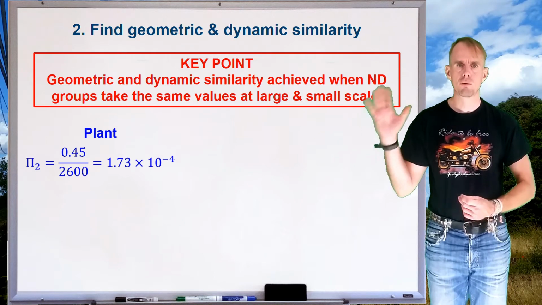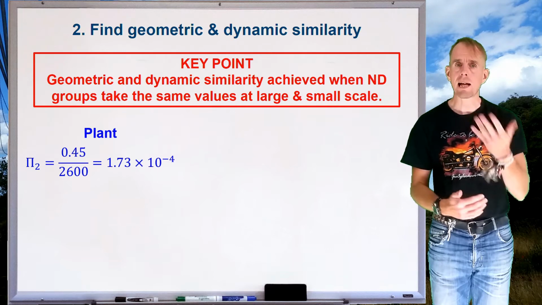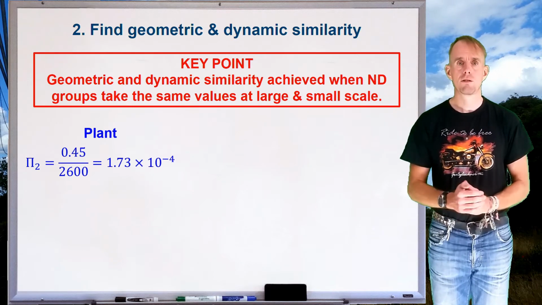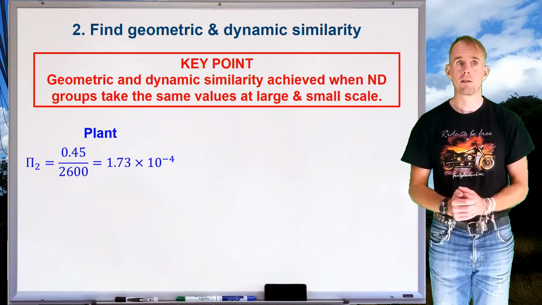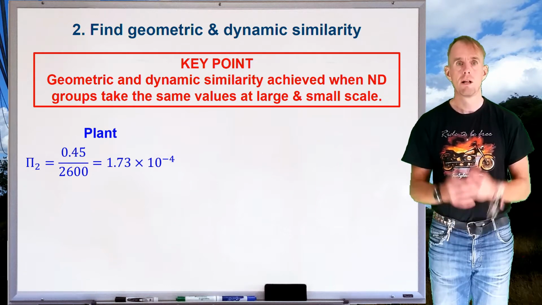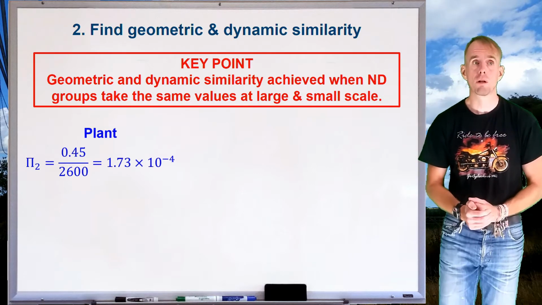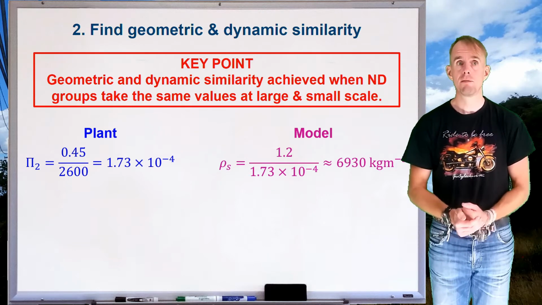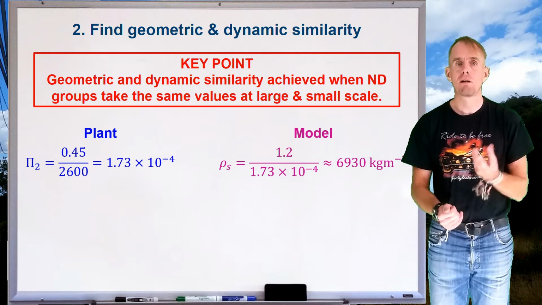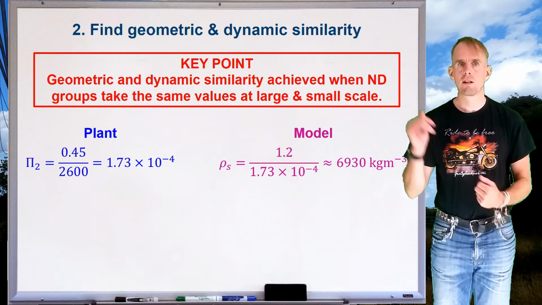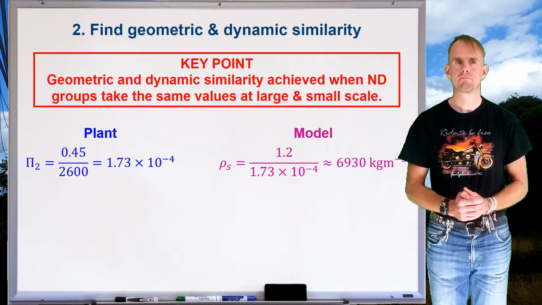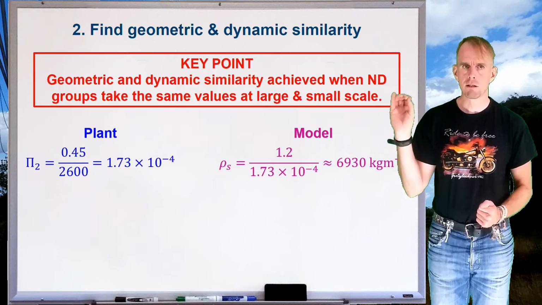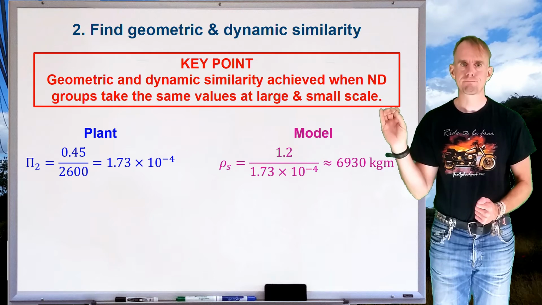Let's start with pi2, which was my density ratio, my density of my gas divided by my density of my catalyst. I have enough data from the plant to work out what pi2 is on the plant. It's 1.7 times 10 to the minus 4. So that needs to be preserved in my scale model. I know that in my scale model I'm using air, so I know my air density, which allows me to work out what my particle density should be, 6930 kilos per cubic metre. So, take a step back and think, can we select a material with a density that high?